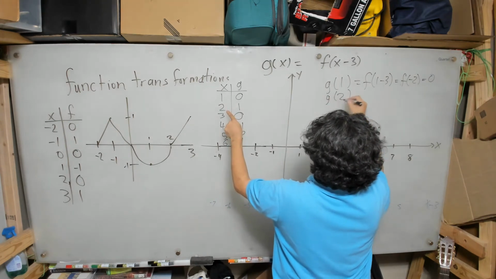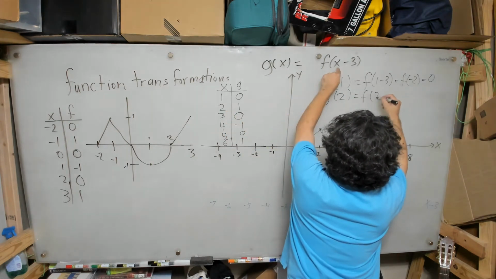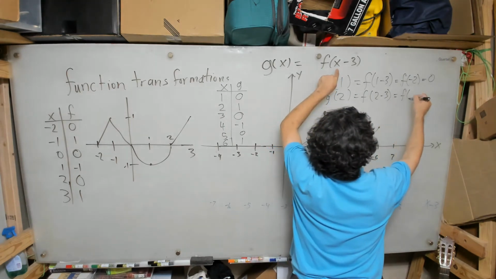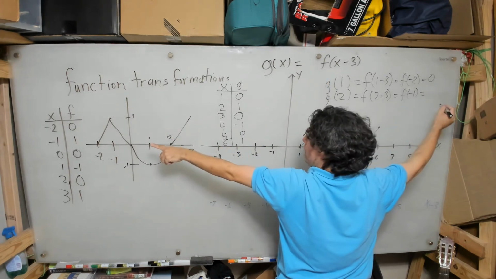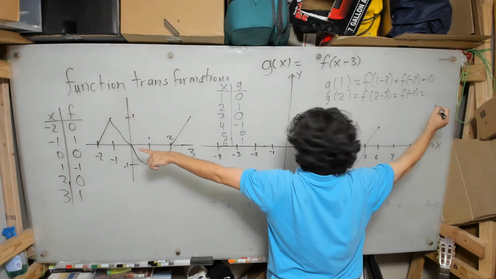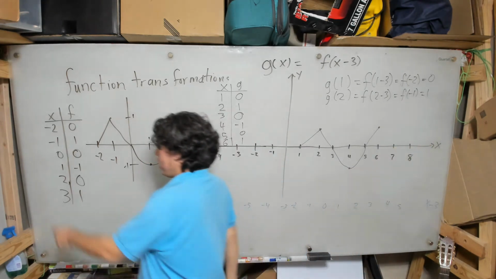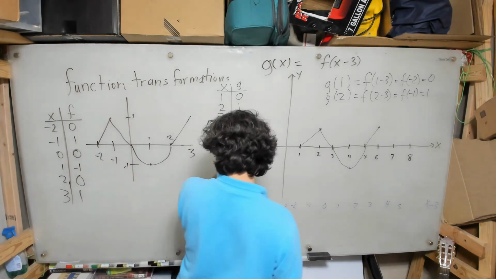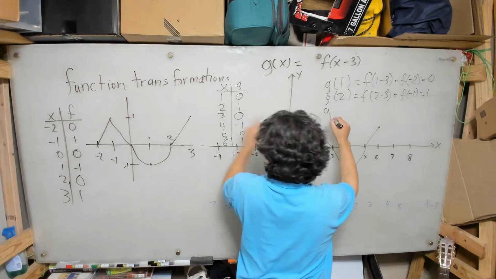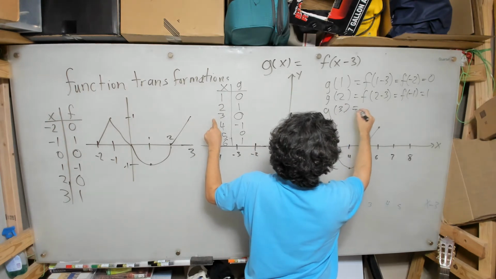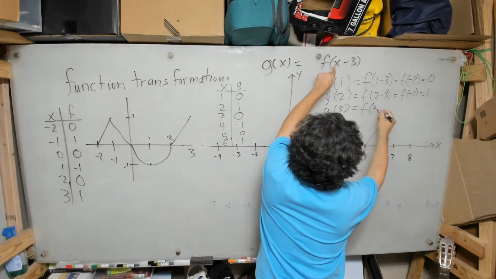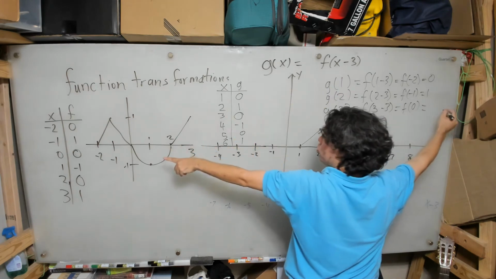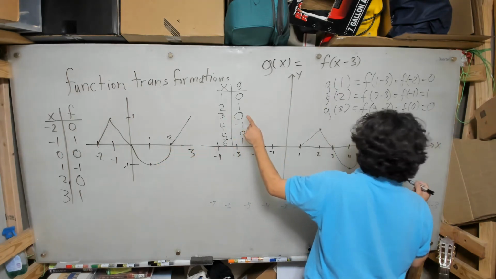G of 2 is going to be f of 2 minus 3. What is 2 minus 3? Negative 1. That's going to be f of negative 1. From our table for the f, we see that f of negative 1 is 1, because for the input negative 1, f evaluates to 1. G of 3 corresponds to f of 3 minus 3, which is f of 0, which corresponds to the y value 0. So that one's also confirmed.